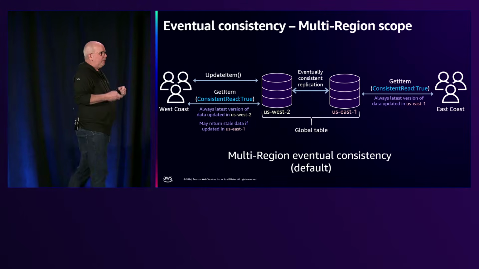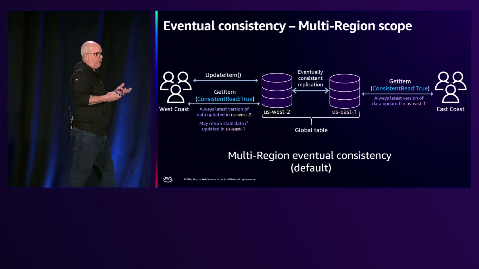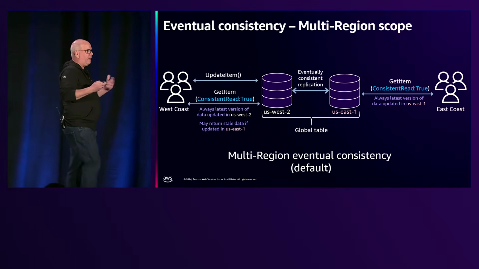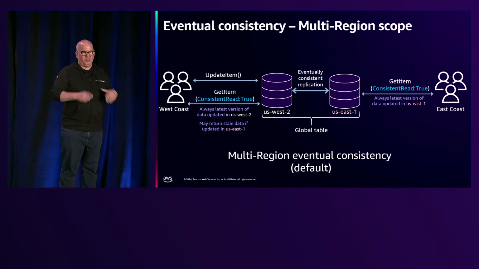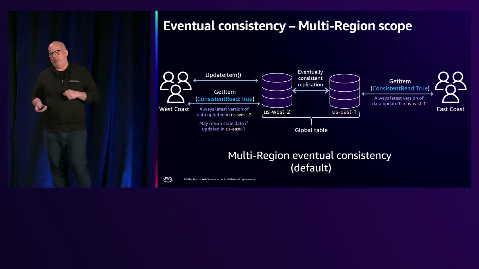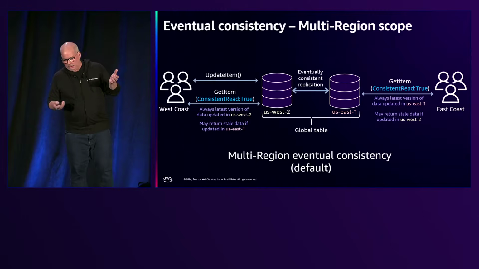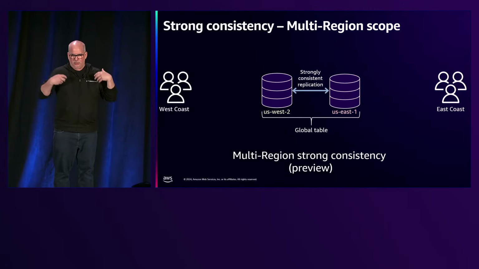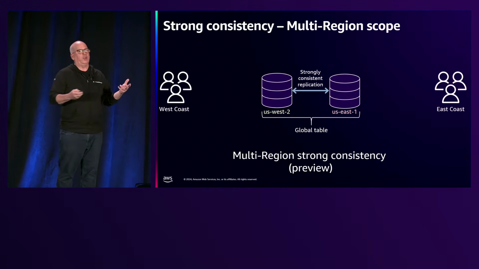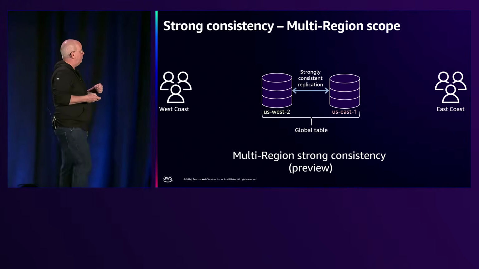And so this is fine for a lot of applications. We have a lot of customers that are building a lot of really cool stuff, and eventual consistency is just fine for what their applications need. But what if it's not good enough? And the answer is to look at multi-region strong consistency, which is the feature we're offering now in preview.